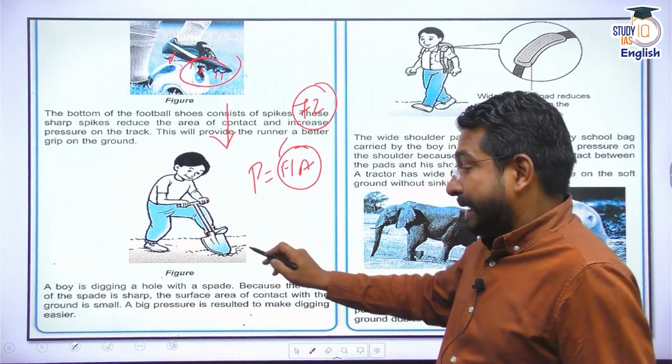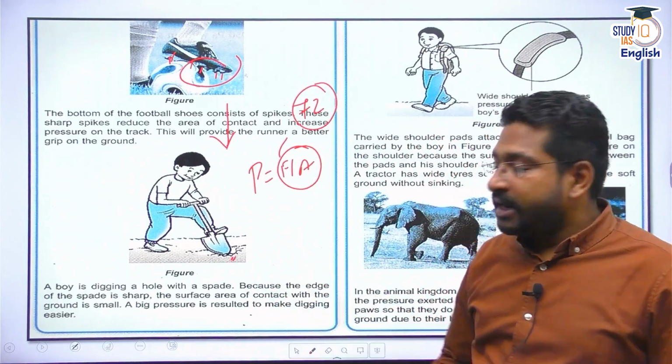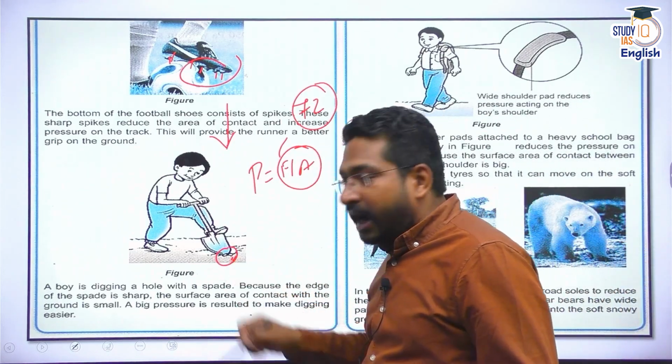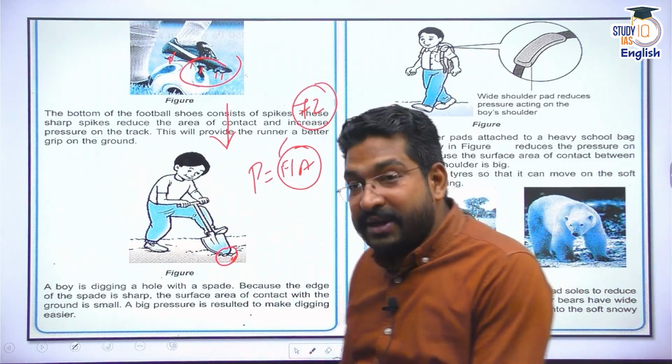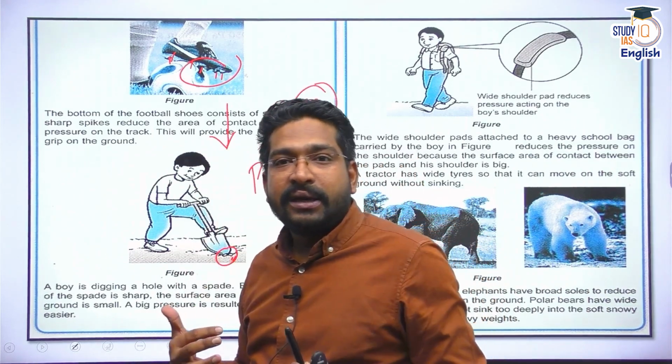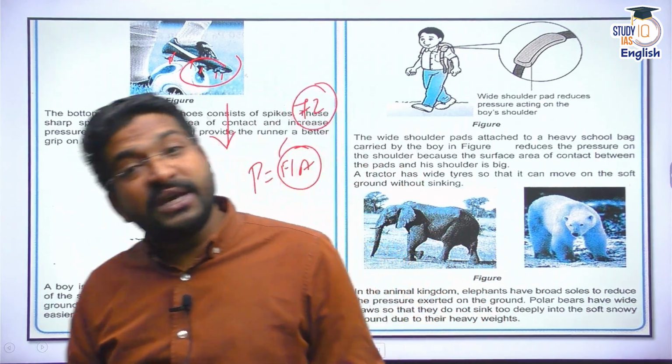Now this person is digging. What is he doing? He has a shovel. Now the shovel is pointed, and when the shovel is pointed, with less amount of force I can pierce, I can dig very easily. That's the concept, right? Now the same applies in a reverse way.